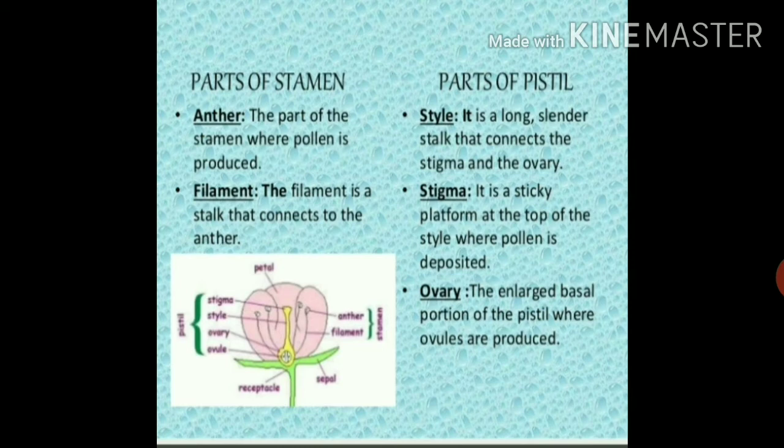So carpel is the female reproductive part of the flower. It has three parts: stigma, style and ovary. The ovary contains tiny ball-like structures called ovules, which later become seeds. So it is clear to you that the stigma is the top portion of the female reproductive organ, and the style is the stalk that connects the ovary and the stigma.